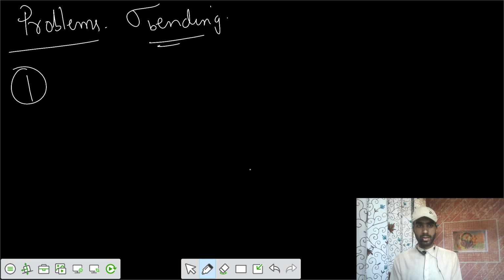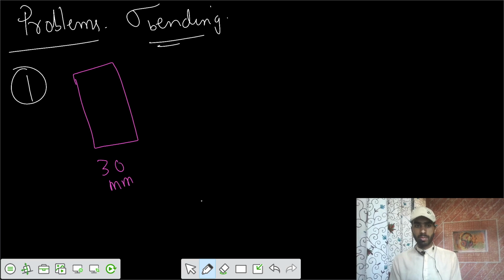So let's take problem one. Lecture one, problem one says the section of the beam is a rectangular section of width 30 mm and a depth equals 100 mm. Say this is the ZZ axis of the section and this is the YY axis of the section.